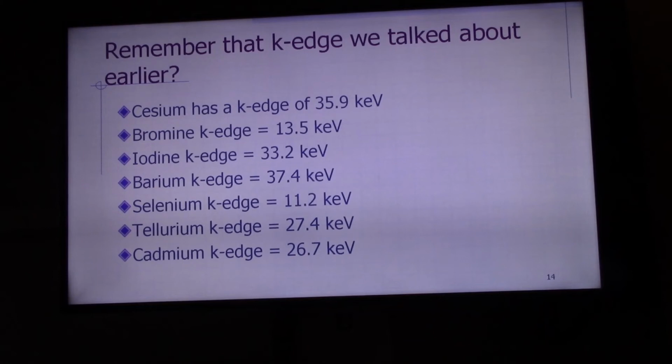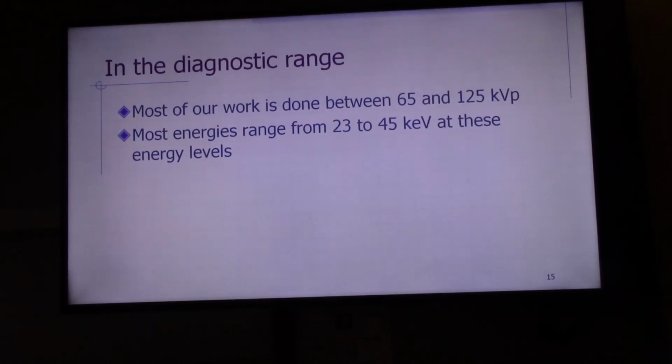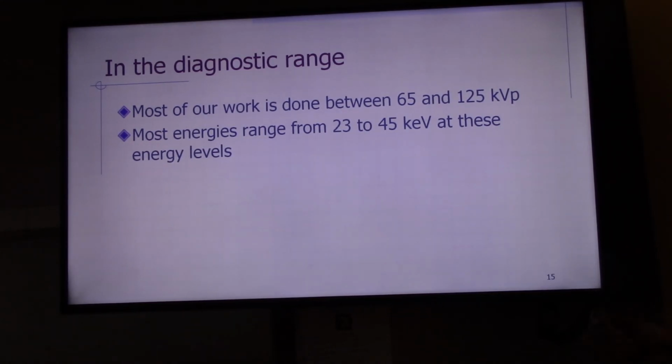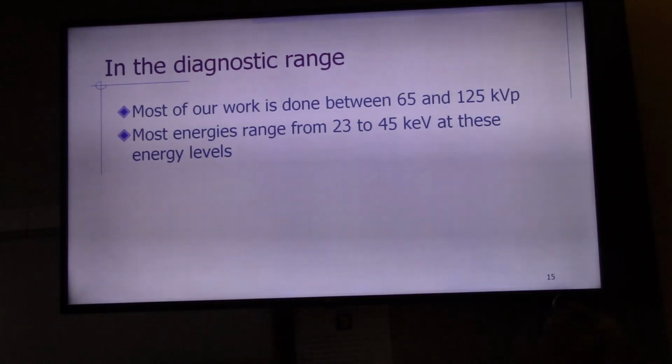And here are some more elements that are going to become important shortly. Bromine, barium, selenium, tellurium, cadmium. These elements all have relatively high energy in their K-shell, and that's going to be a good thing. In the diagnostic range, extremity work is done at like 60 or 65, chest work around 125. So if you calculate 35%, then you're looking at energies ranging from about 23 to 45 keV at these energy levels.